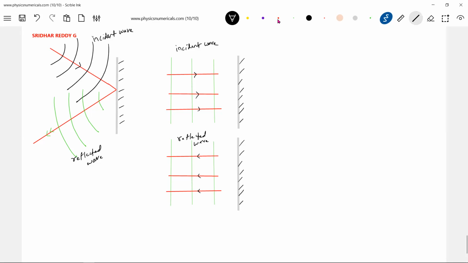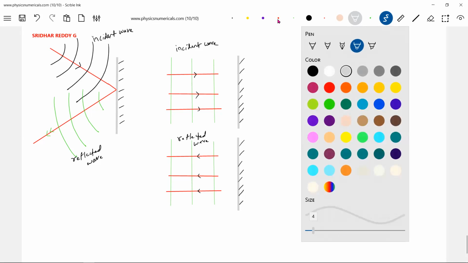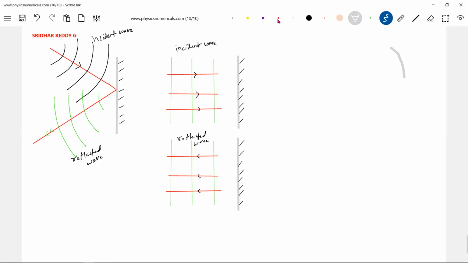Okay, let's go for a concave mirror. If there's a concave mirror, let this be the principal axis. A plane wavefront is incident. Wavefront, let me show by green color.